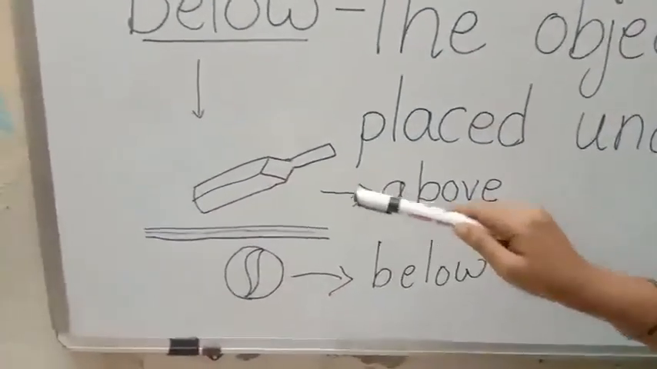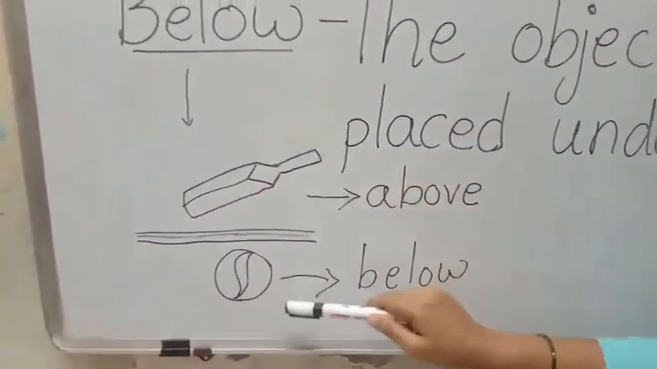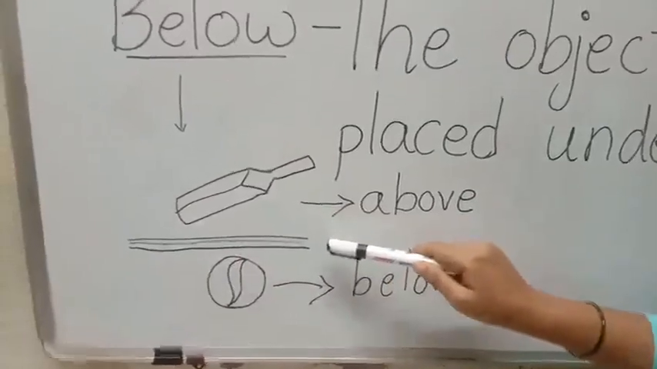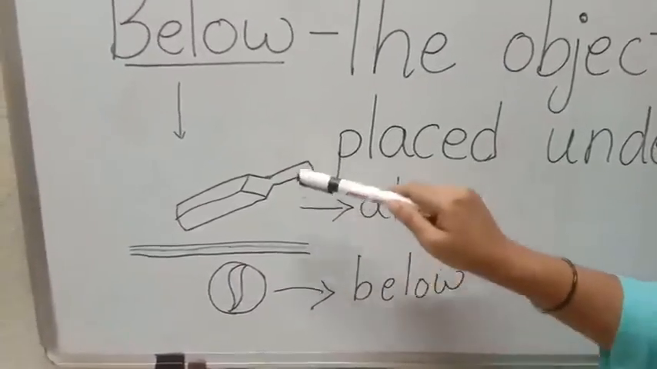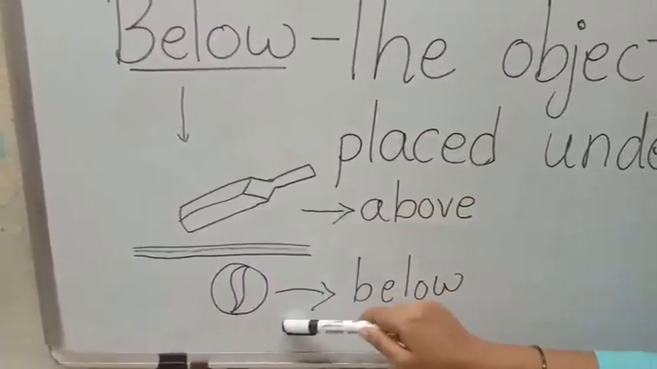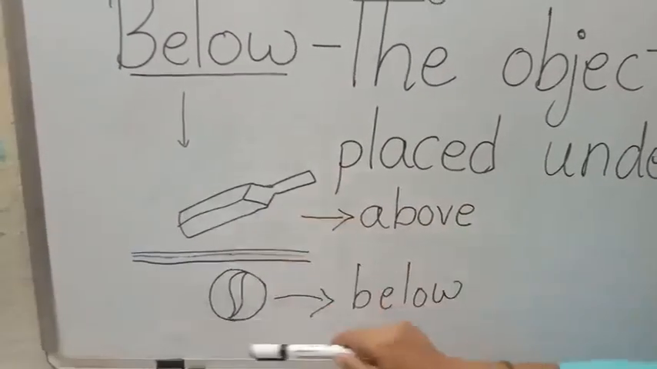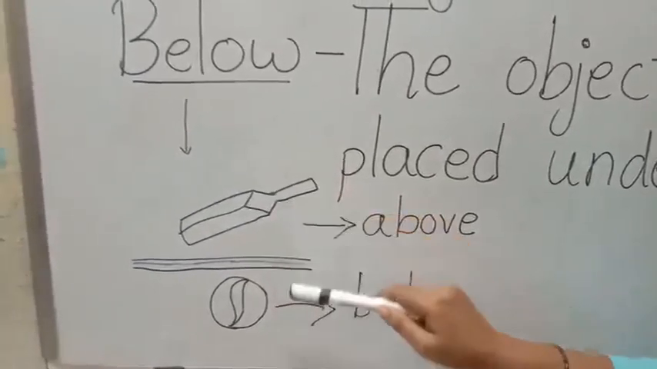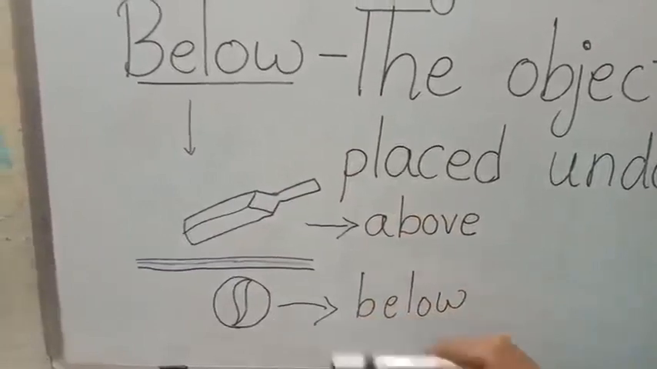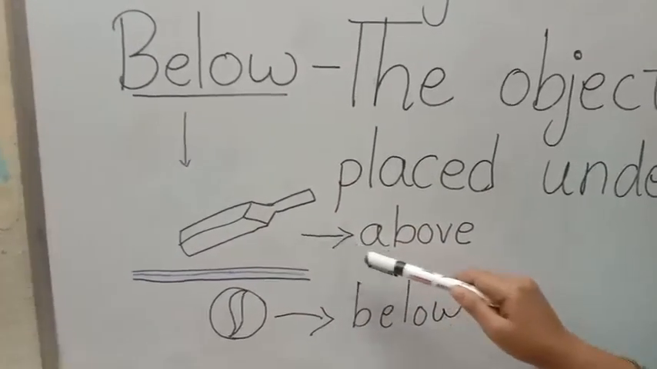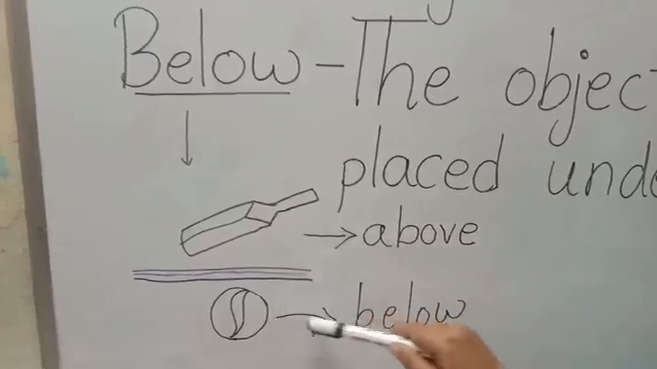Now this is the bat and this is the ball. And here a line is drawn. Now you have to tell me which object is above the line and which object is below the line. By looking at this picture, it is understood that the bat is above the line and the ball is below the line. So we will write here by marking the arrow above and here below.